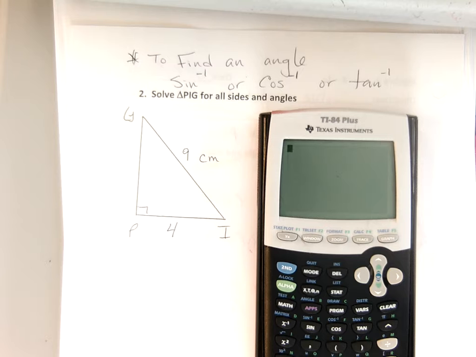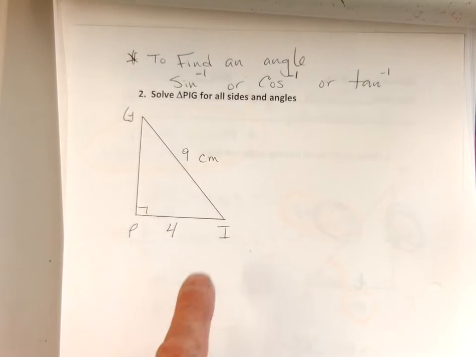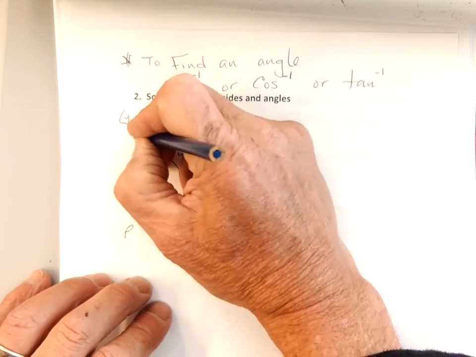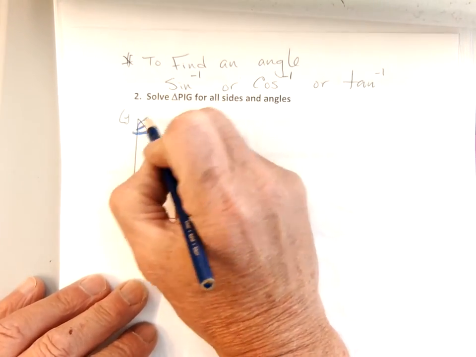Okay, so let's see how it works. If I take a look at angle PIG, Leslie, you get to choose. Do you want to find angle I or angle G? It doesn't matter. You already know this one, right? That's fine. Let's do G. G it is. So I'm going to do angle G. That's my theta, right? That's my angle.